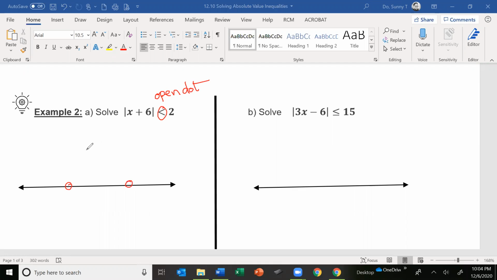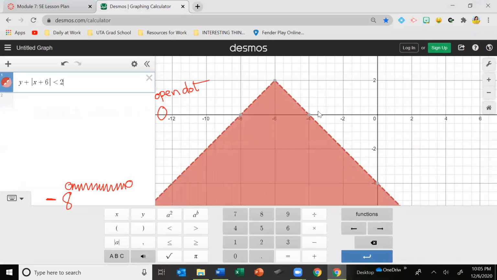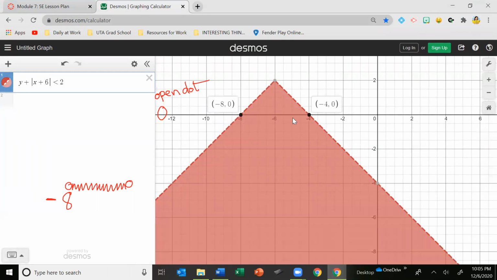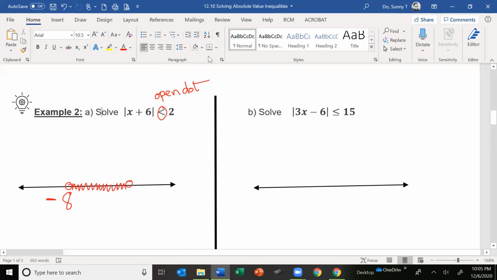Just like on the graph, it's shaded in the middle, so we are going to shade in the middle like this. Then we put the two numbers that the graph is crossing by, or the x-intercepts. The first one is negative 8 and the second one is negative 4. It's shaded between negative 8 and negative 4. So we're going to put negative 4 on the right side.